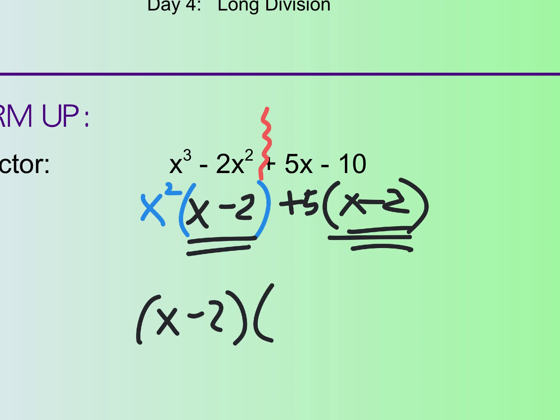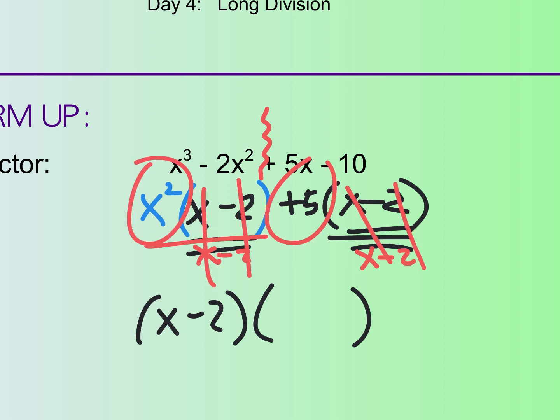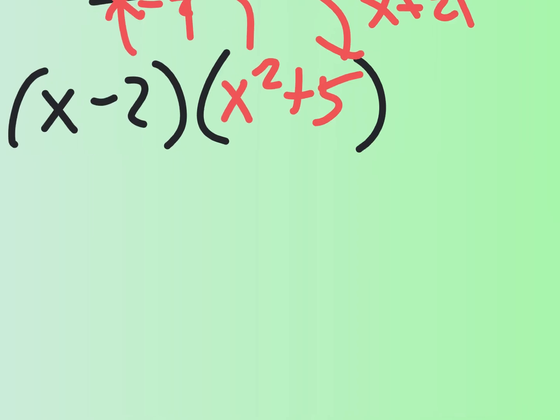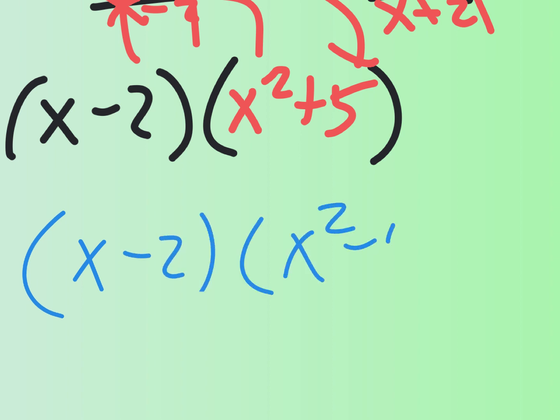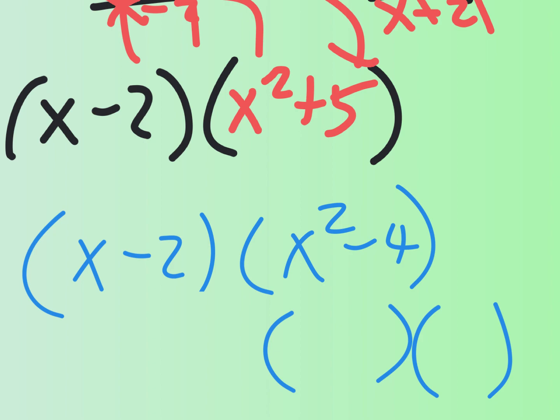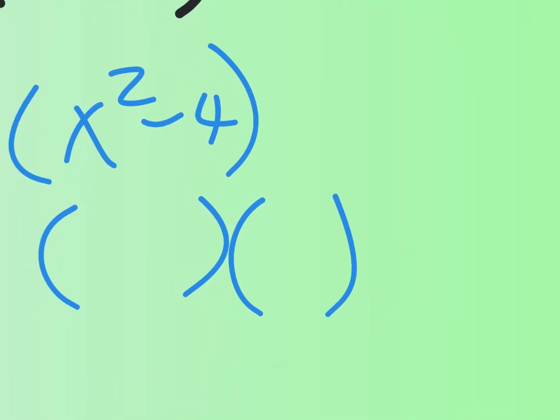And then what's left, I like to think of this as dividing by x minus 2, dividing by x minus 2. Cancels, cancels. And that's what's left. So those go here: x squared plus 5. Now, this one didn't factor any further, but if this had been x minus 2 and then x squared minus 4, you'd have to factor it again. Just take a second. What does x squared minus 4 break up into? Plus 2, minus 2. Yeah, x plus 2, x minus 2.